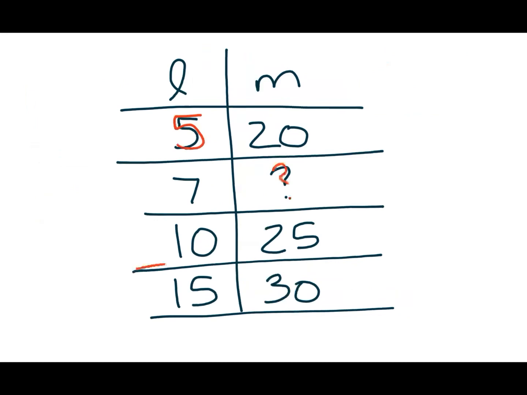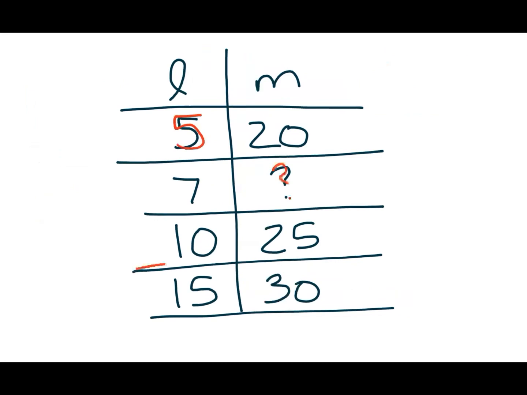So when L is 5, M is 20, we might think, oh, okay, you just multiply by 4 again. But if you look down here, that's not the case, right? Because if I take 10 and I multiply it by 4, I get 40, not 25. So we have to come up with a new rule that would fit all of these numbers. Okay? So I'm going to give you a second to look at it. You do something to 5, you get 20. You do the same thing to 10 and you get 25. And you do the same thing to 15 and you get 30.